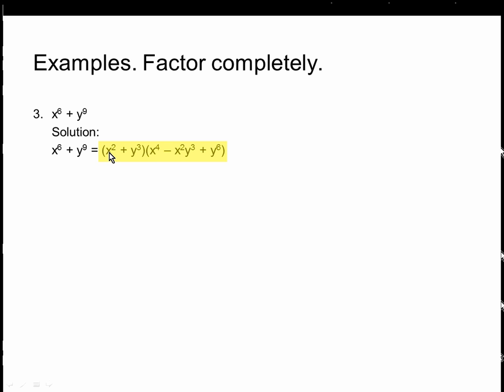Square the first term. X squared squared is x to the 4th. Change the sign. That's a plus, which matches the problem, so it has to be a minus. Do the product: x squared, y cubed. Then square the last. Y cubed squared is y to the 6th. Remember, a power to a power, multiply the exponents.